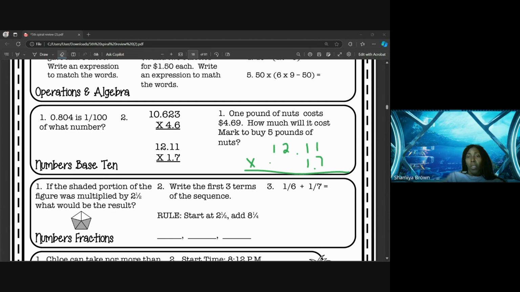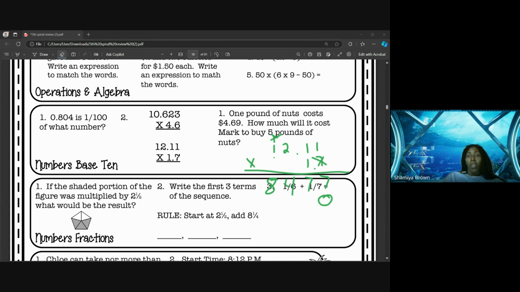So 1 times 7 is 7. 1 times 7 again is 7. 2 times 7 is 14. Put my 4, carry my 1. 1 times 7 is 7, plus 1 is 8. Now put my 0, hold my place. Go ahead and mark out this 7 because I've already used it. Mark out that 1 because I've already used it.